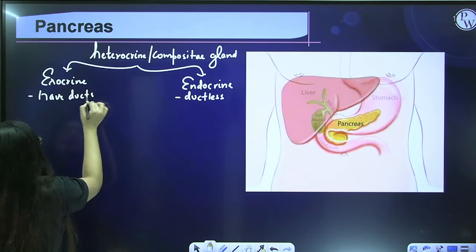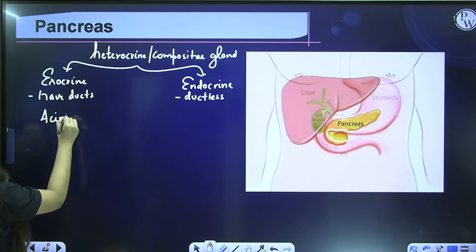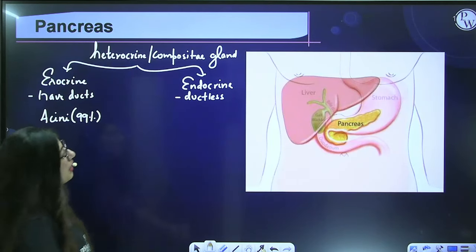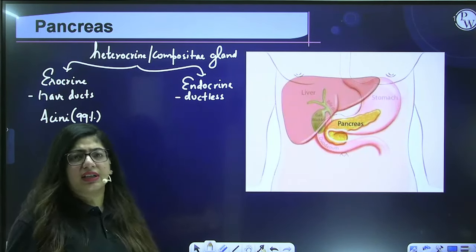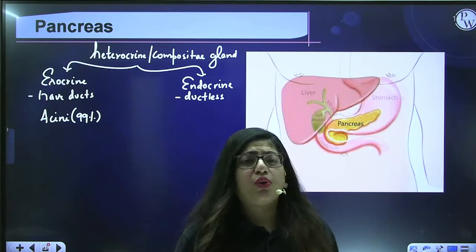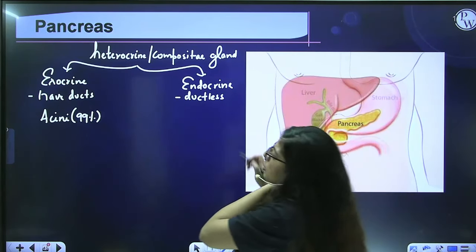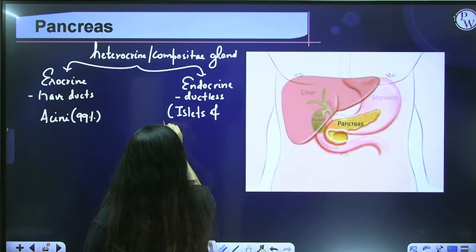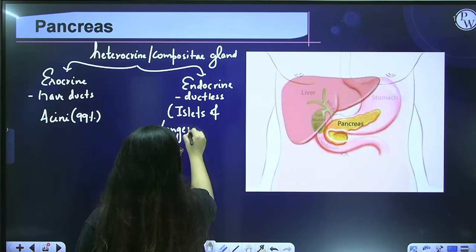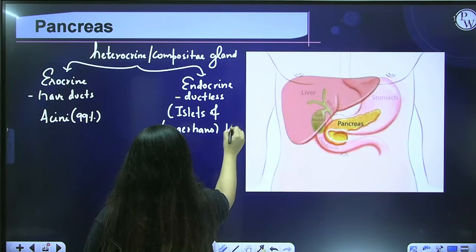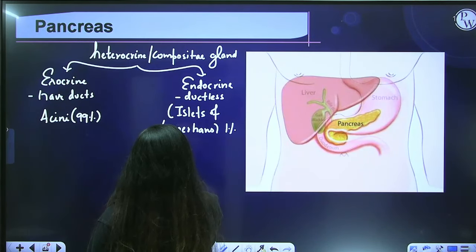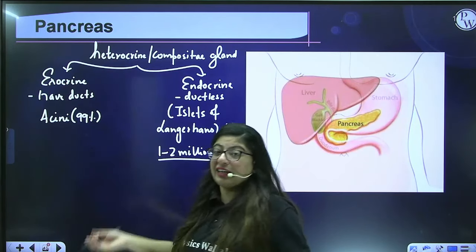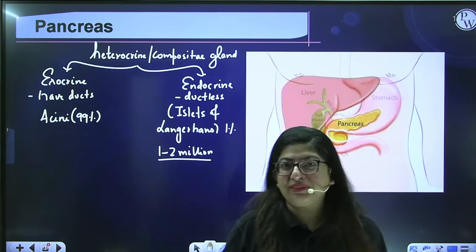So it has a ductless portion, which is the endocrine portion, and the exocrine portion has ducts. The exocrine portion's name is acini, which constitutes around 99% of your pancreas. And because hormones are secreted by endocrine glands, and we don't want hormones in high amount, this portion is only 1%. Its name is islets of Langerhans. Just 1%. There are 1 to 2 million islets of Langerhans, and that is still the 1%. See how many acini there will be, right?